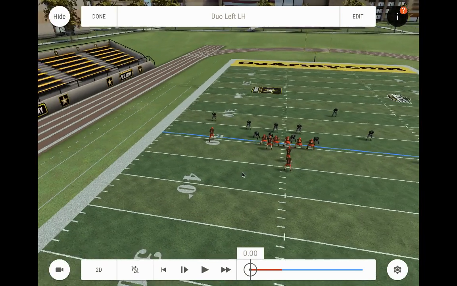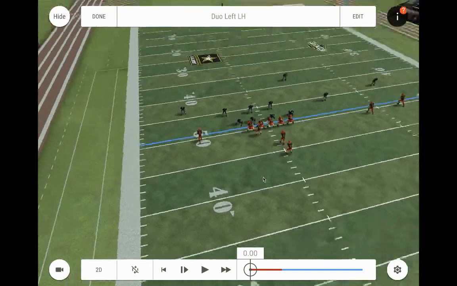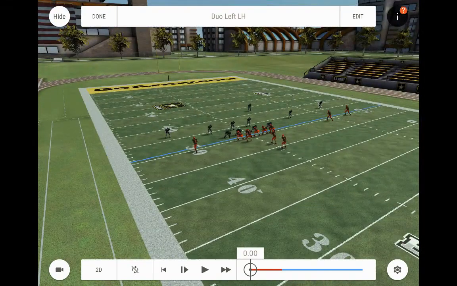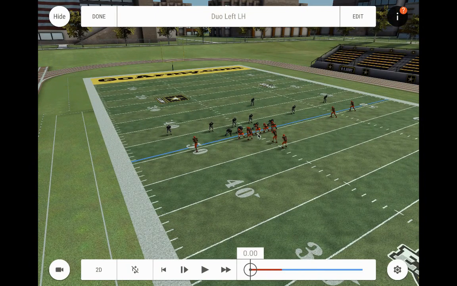Just a quick two terms that we use. The big side, I'm going to refer to from now on as the field. When I say the field, I mean the big side. When I say the boundary, I mean the small side. The boundary is the little side right here.